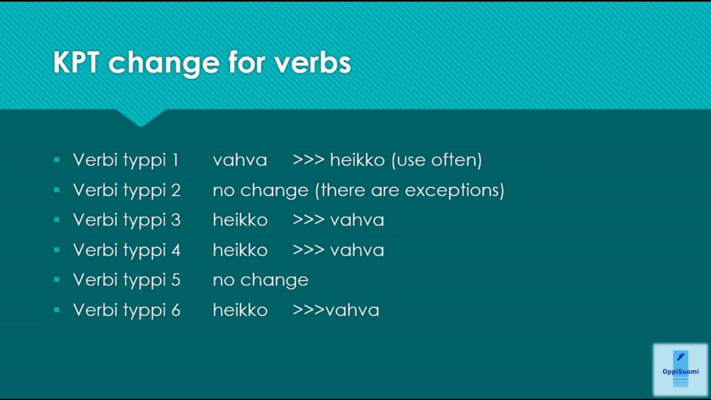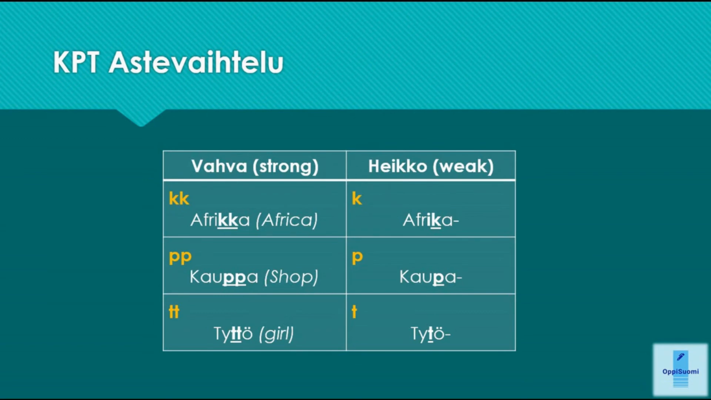So in verb type 3, KPT change goes from heikko aste to vahva aste. That means weak state to strong state, and same as verb type 4. And there is no KPT change in verb type 5, and in 6 there is also a weak state to strong state. So this is how it works.